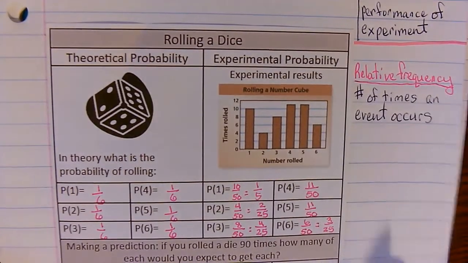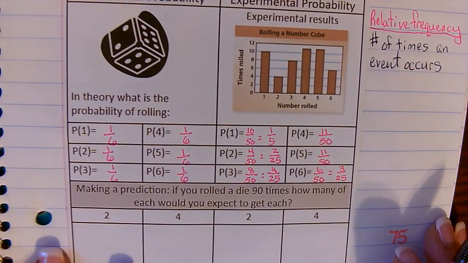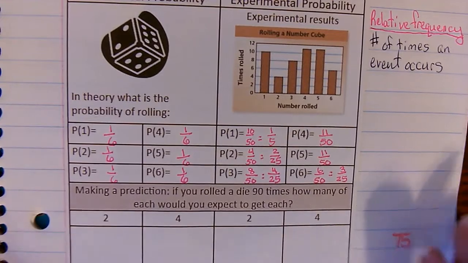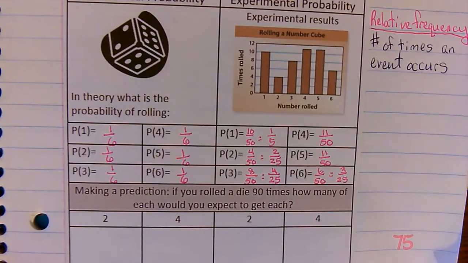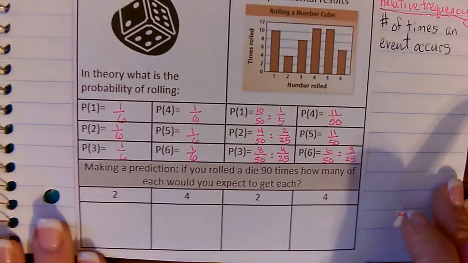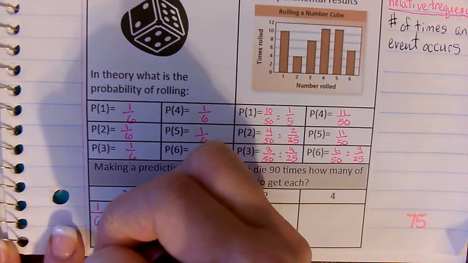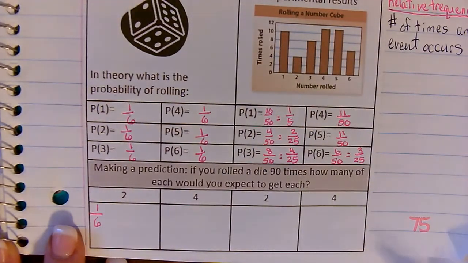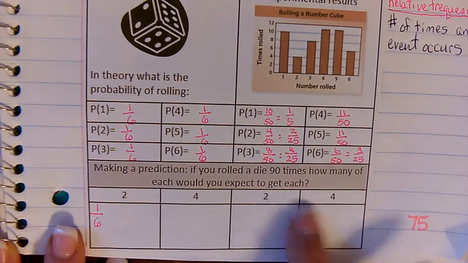Okay, now let's make a prediction. It says if you rolled a die 90 times, how many of each would you expect to get? Alright, well that's interesting because in this particular case, it's making a prediction. Well, predictions would be based on your theory, not what actually occurs, okay? Well, I would build a proportion to find out.